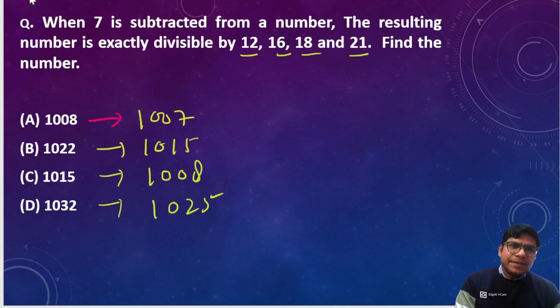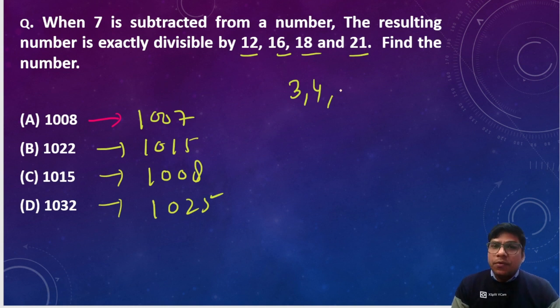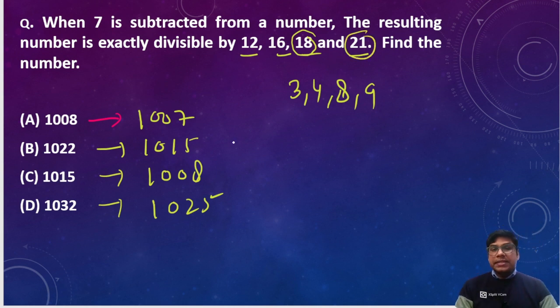What does it mean? If a number is exactly divisible by 12, then that number must also be exactly divisible by the factors of 12, that is 3 and 4. If a number is exactly divisible by 16, then it must also be divisible by the factors of 16, so the important factors of 16 are 4 and 8. If a number is exactly divisible by 18, then it will also be divisible by the factor of 18, that is 9. Again, if a number is exactly divisible by 21, then the same number will also be divisible by the factors of 21, so the important factors of 21 are 3 and 7.